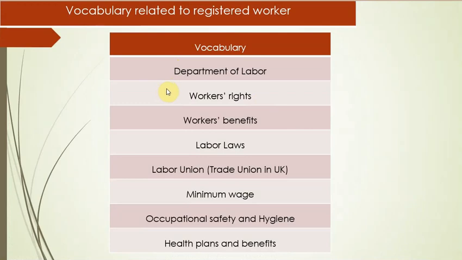But before then, let's look at this place. Here we have the vocabulary related to registered worker. Here we have Department of Labor, the department responsible for the workers. We have workers' rights, workers' benefits, labor laws, that is the laws guiding the labor, the rules you have to follow. We have labor union. In the United Kingdom, it's called a trade union. We have minimum wage. We have occupational safety and hygiene, that is responsible for the accidents and the precautionary measures you have to take in companies. You have the health plans and benefits. All these are the words that are associated with registered worker.